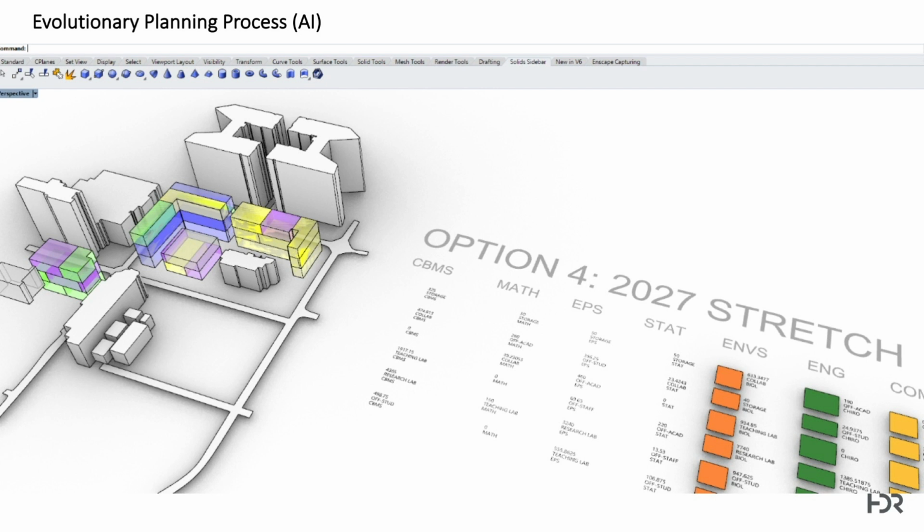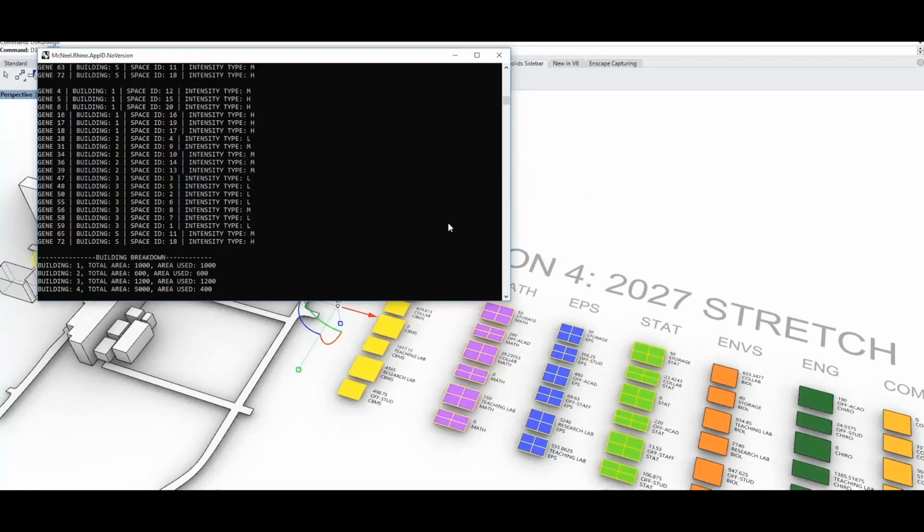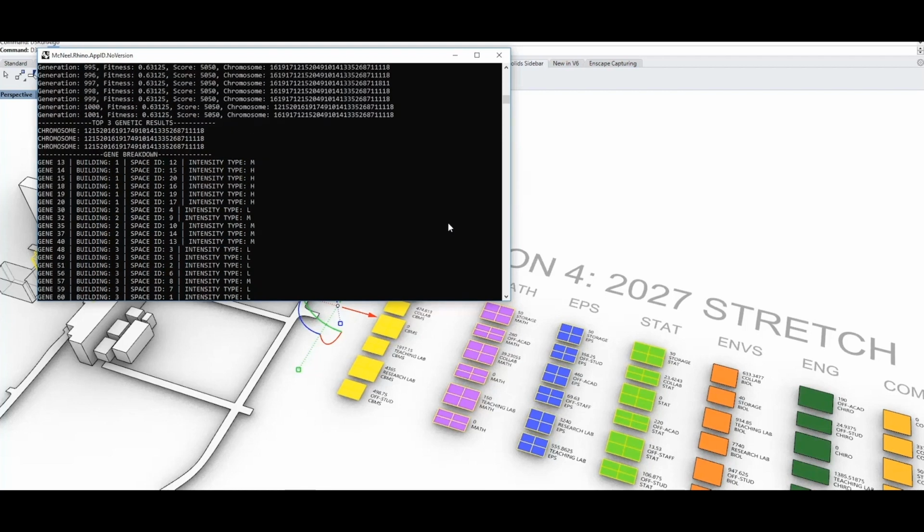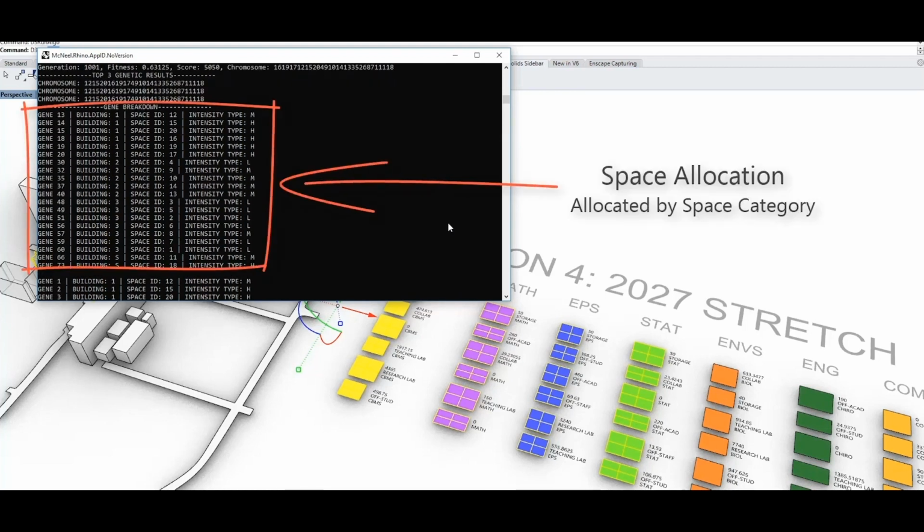So we'll say, look, an operating theatre and a recovery, they need to be associated together. It might be chemistry and biology, they need to be associated because they have high intensity requirements. So what we're doing is we're overlaying performance requirements and ran it through 100,000 iterations in under a minute. It would have taken me months just to go through those various iterations.